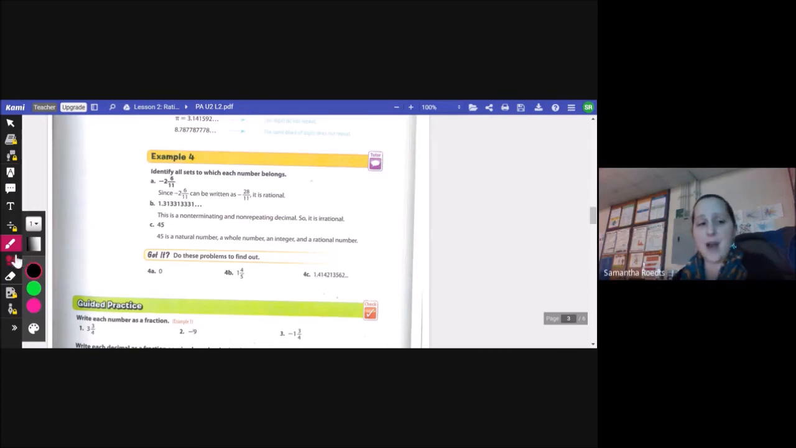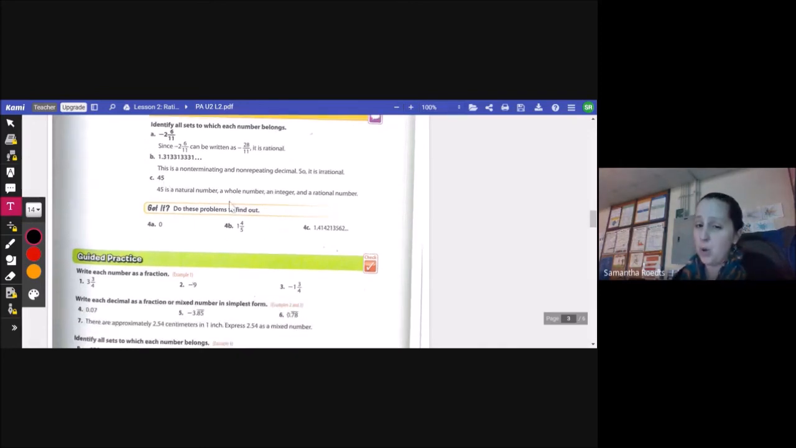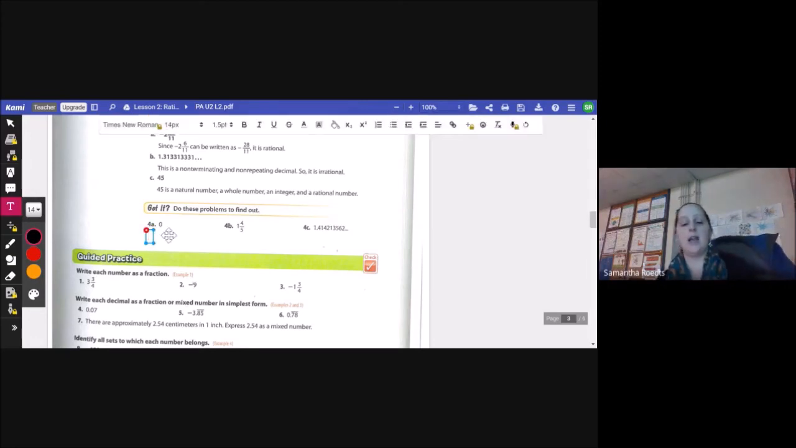Example 4, identify all sets to which each number belongs. I have negative 2 over 6/11. Since that can be written as negative 28 over 11, it's rational. 1.3133133331 is non-terminating and non-repeating, so it's irrational. And 45 is a natural number, a whole number, an integer, and a rational number. 0 is a whole number, integer, and rational. 1 4/5 is a fraction, which would become 9/5, so this is a rational number.